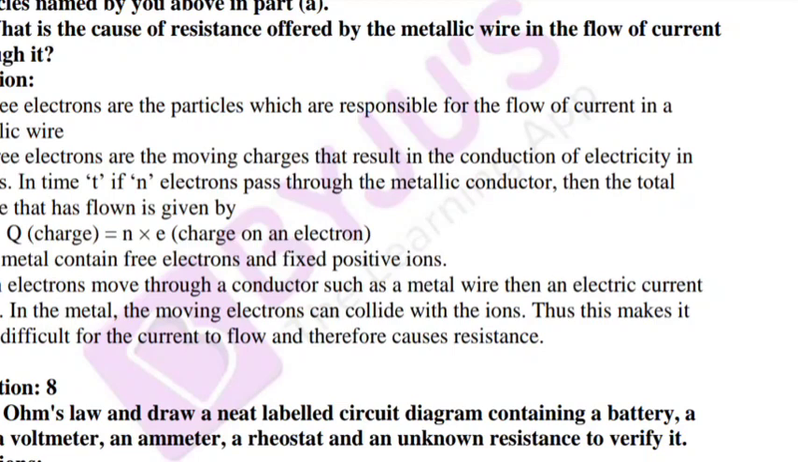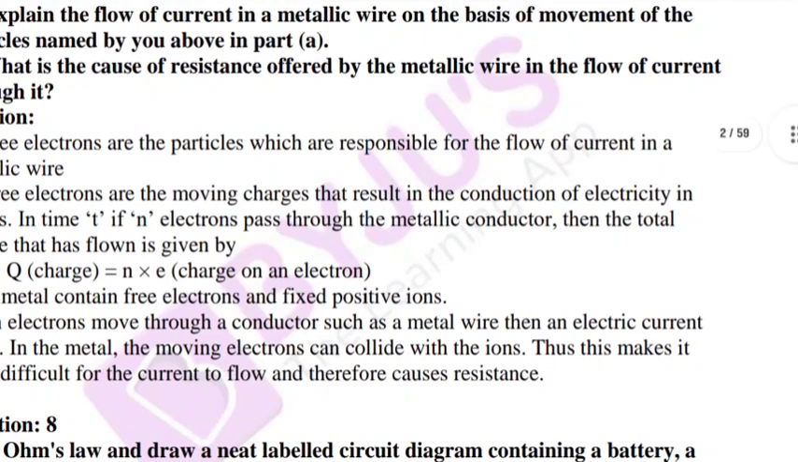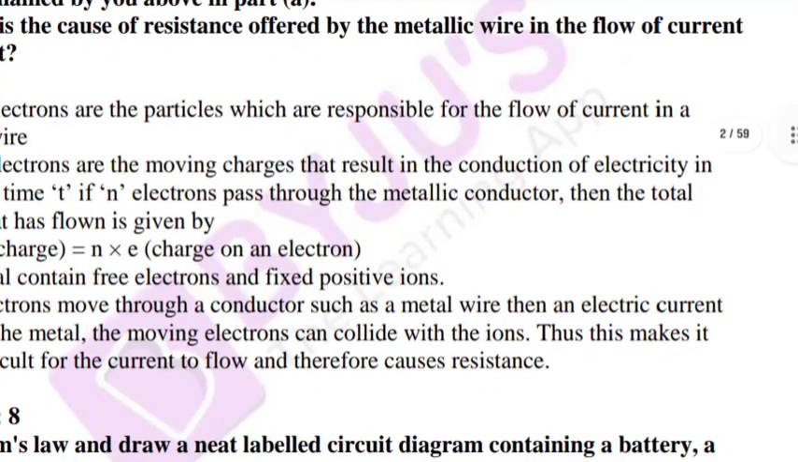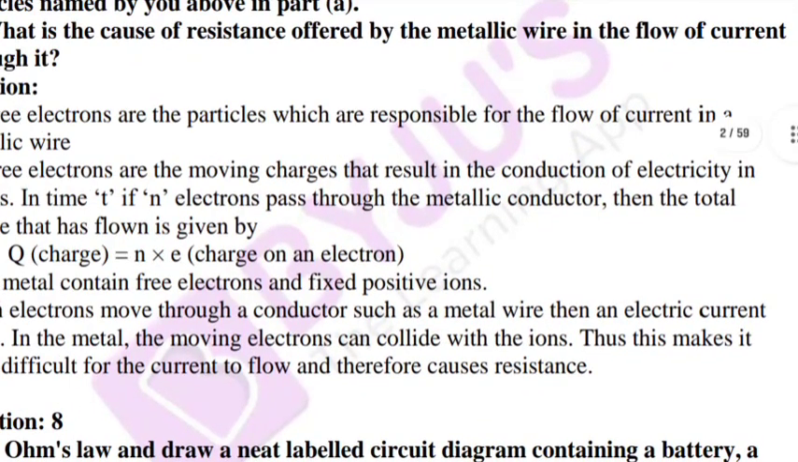Part (c): what is the cause of resistance offered by the metallic wire in the flow of current through it? As we know, a metal contains free electrons and positive ions. When electrons move through a conductor such as a metal wire, as electric current flows in the metal, the moving electrons collide with the ions.